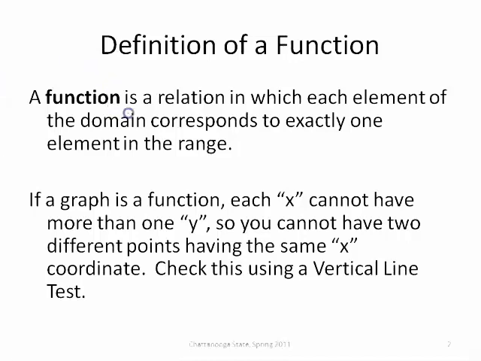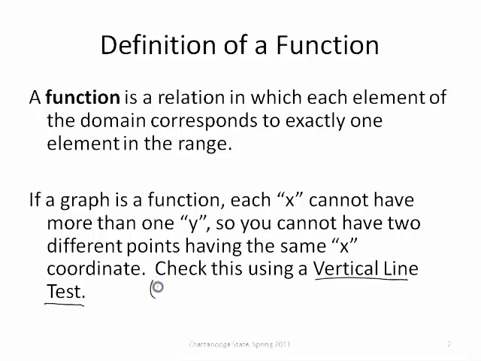A function is a relation in which each element of the domain corresponds to exactly one element in the range. So each x cannot have more than one y. So on a graph, you want to look at the x's to see if you have any points where your x is the same with two different y's. We can do this using what we call a vertical line test.